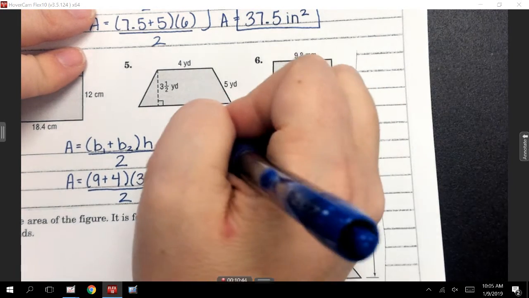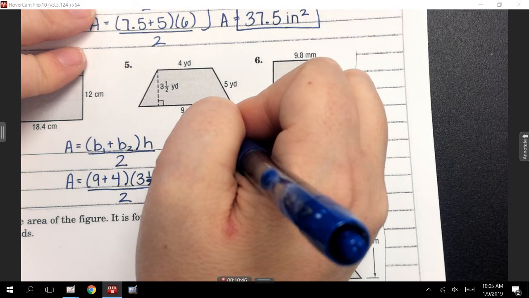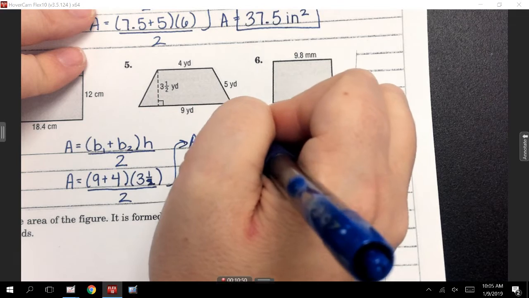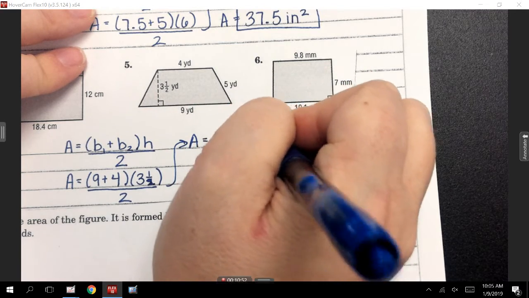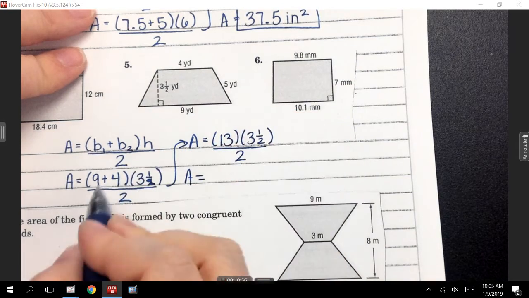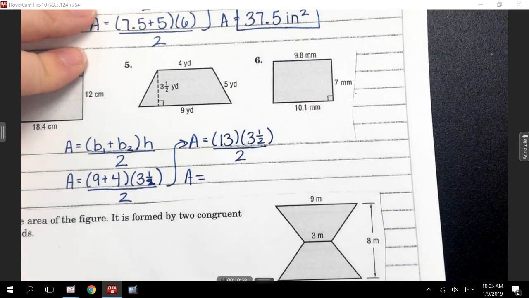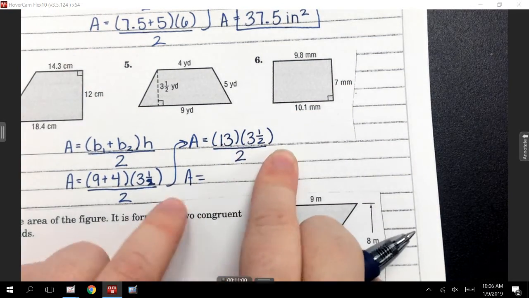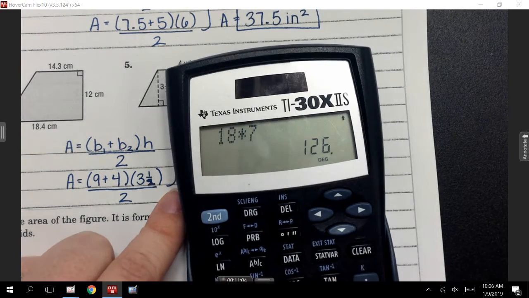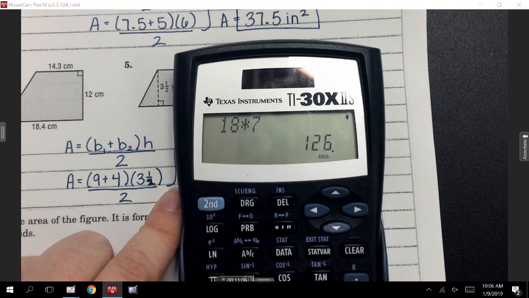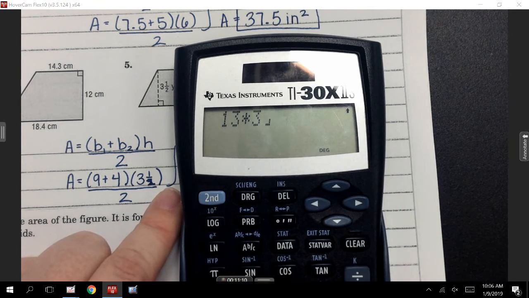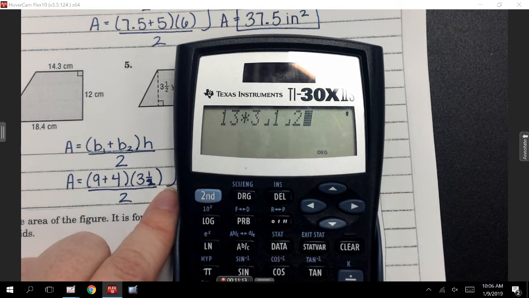Next step, Gabe? You get 13 times 3 1/2. Don't forget, divided by 2. All right, so we added the 9 plus 4 and got 13. Now I can type in 13 times 3.5, enter, and then divided by 2. Remember, on our calculator, 13 times 3, hit that fraction button, that's the ABC, 1, fraction button, and 2.